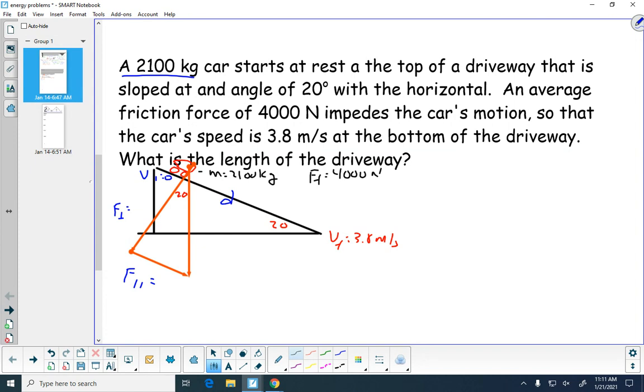So my mass, what's my force of gravity? What's the weight of the object? Once you find the weight of the object, then find your parallel force and perpendicular force. Check your answers with somebody around you to make sure you're going in the right direction here.